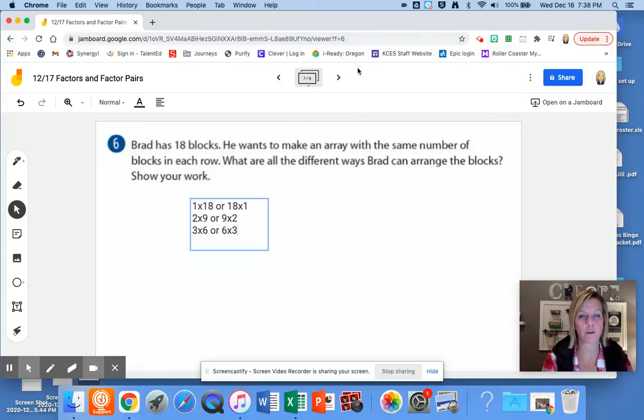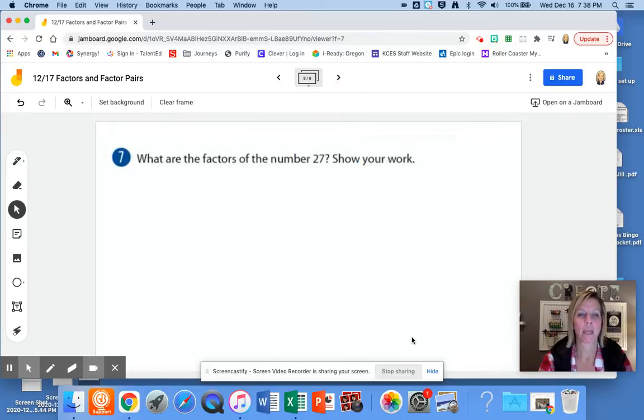Let's try one more for practice. What are the factors of the number 27? Show your work. Okay, I want you to think of all the factor pairs and list the factors out. All right, go ahead and go.